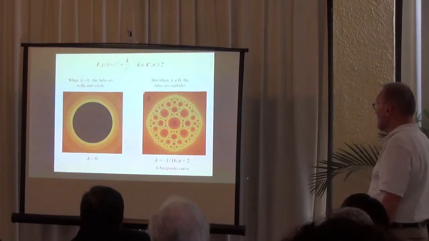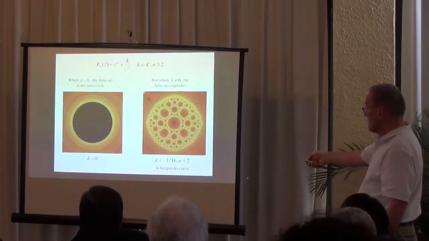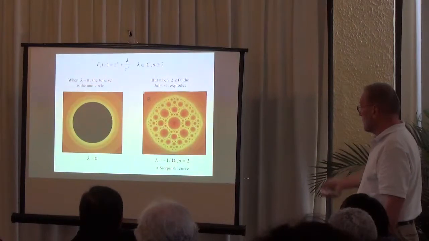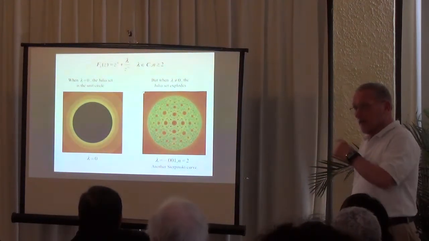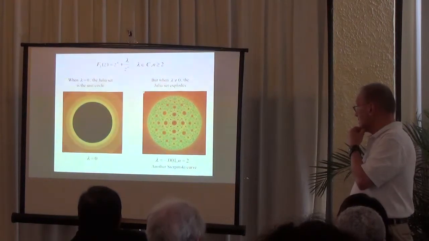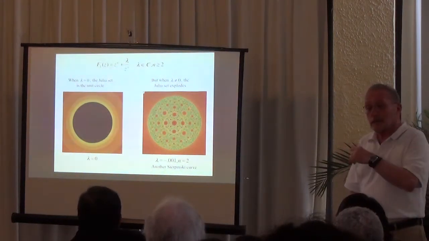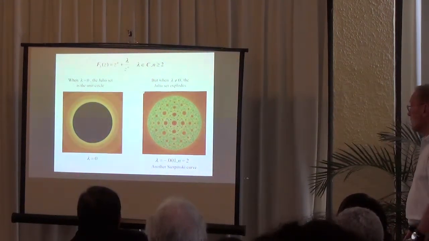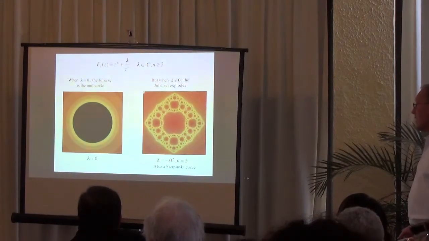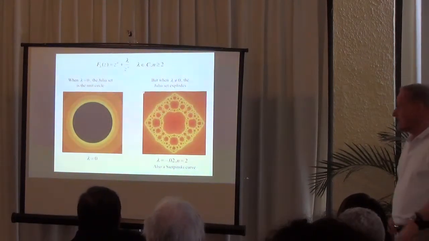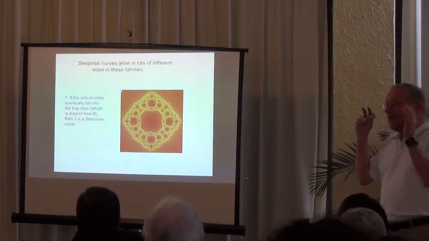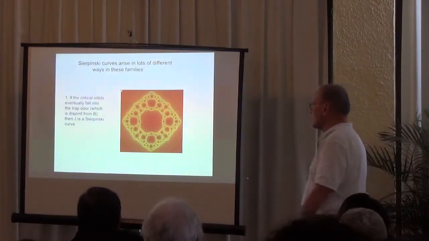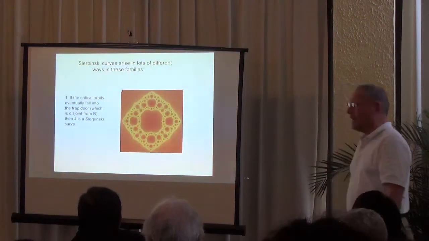If I choose a lambda, and here I should say, here's our basin of infinity, here's the neighborhood of 0, the trapdoor. If I let lambda be much smaller, there's the Julia set. Looks very different, but again, this is a Sierpinski curve. And again, another lambda value, the Julia set's a Sierpinski curve. Okay, and these Sierpinski curves arise in all sorts of different ways in this family of maps.